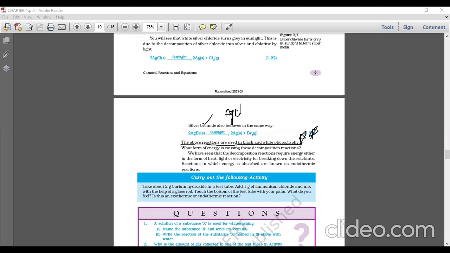Now, if you read this, what is he saying? What form of energy is causing this decomposition reaction? Heat energy. And what is happening? Whether it is coming out or going inside, it is being absorbed. So this is an example of an endothermic reaction. In any chemical reaction in which heat energy is absorbed, it is known as an endothermic reaction. Okay, understood.